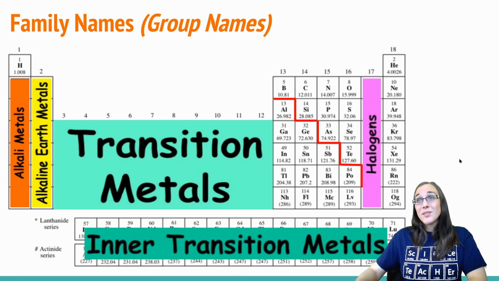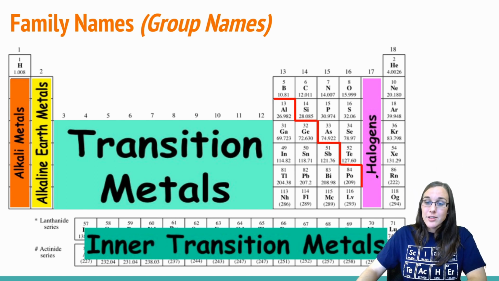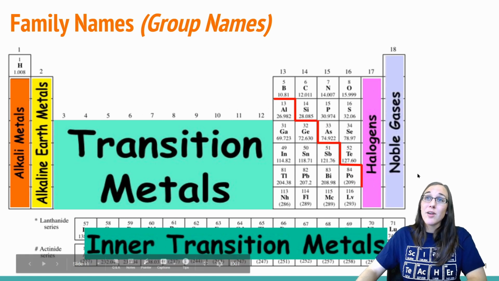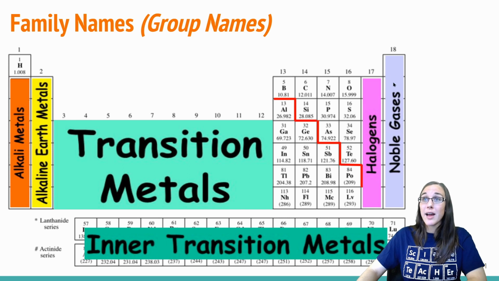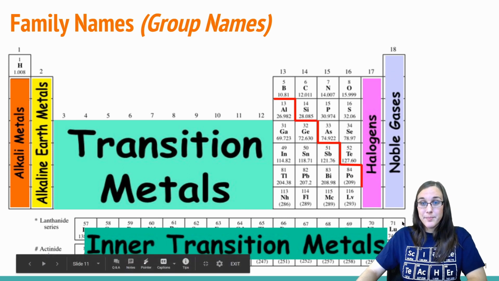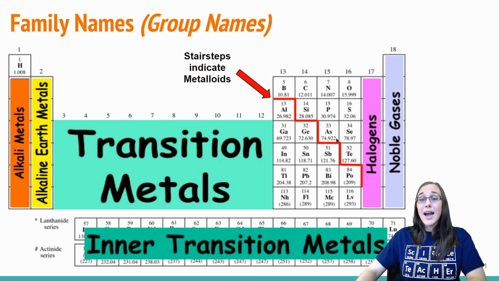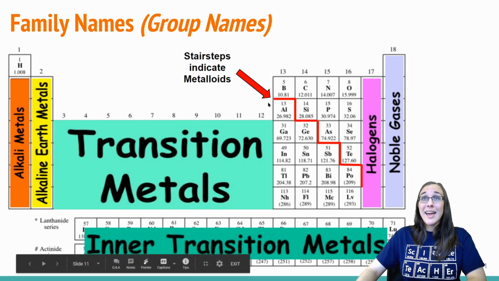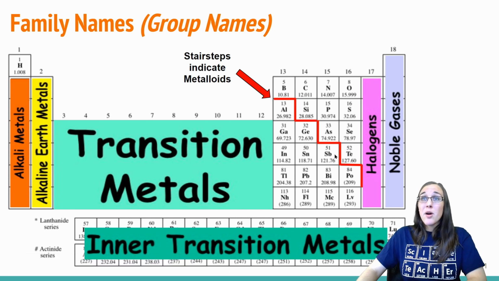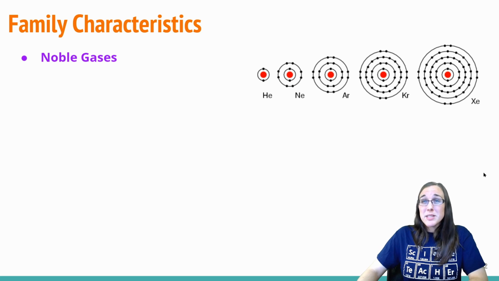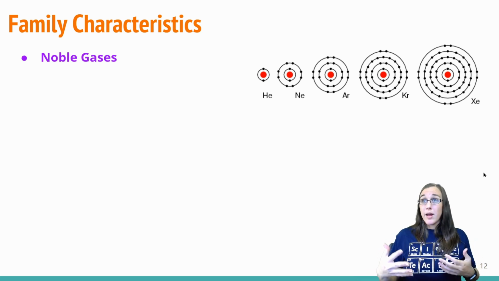On the far right of the periodic table, we have the halogen group, or the family name of halogens. We also have our noble gases in that far, far right column, going up and down. This stair step that I mentioned, remember, that is what is separating our nonmetals from our metals on this side. And along that stair step, we have the metalloids on either side. So then what are some family characteristics of these different families we've just been talking about, these different groups? Let's go through each one by one.